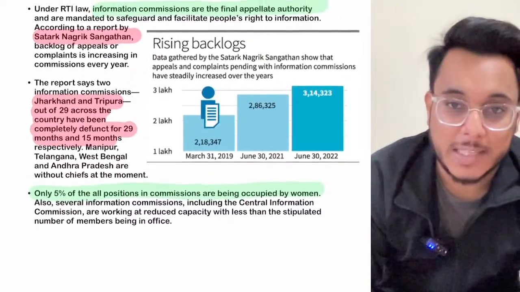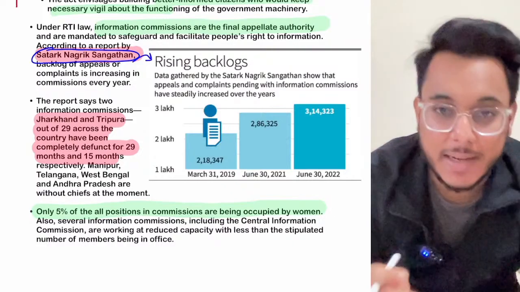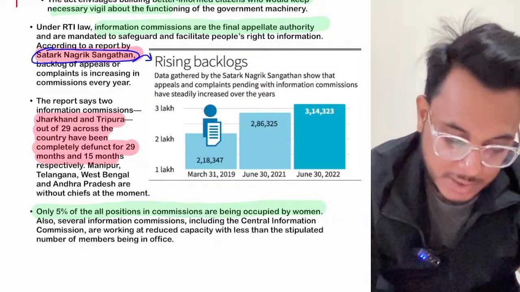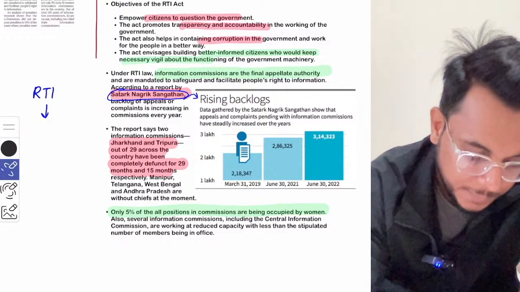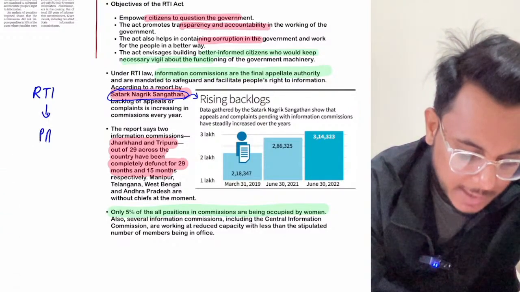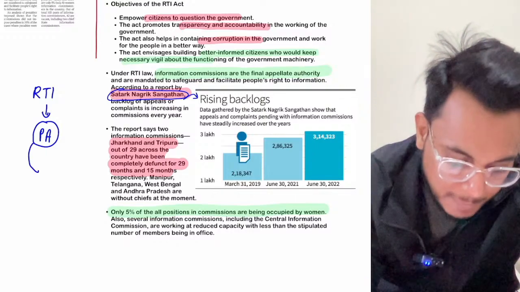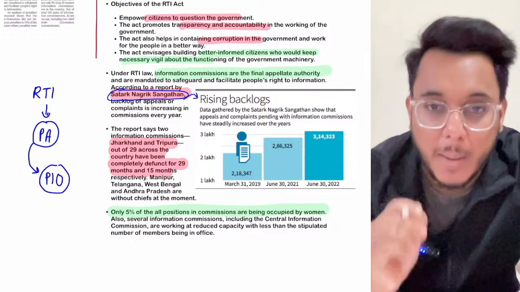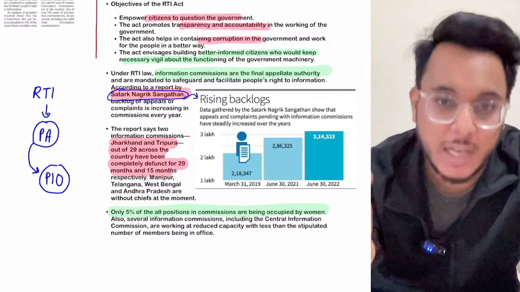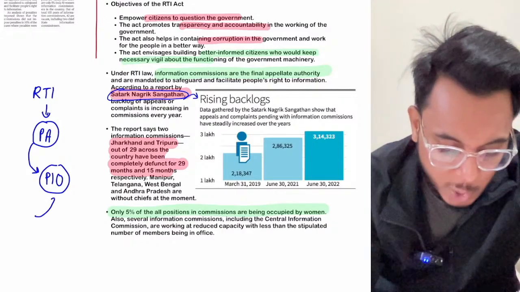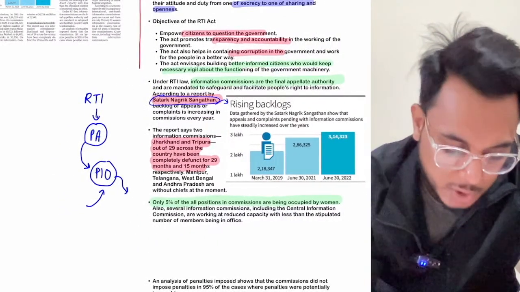Now, what is the present case? Basically, the Satark Nagarik Sangathan has provided data on the pendency in the information commissions. Under the RTI Act, information can be asked from a public authority. You cannot ask for information from a private player. Every public authority has to constitute a PIO, that is, a Public Information Officer. For example, if you want to make an RTI request to your government university, you will make it to the Public Information Officer. Now suppose you did not get your information, or you are not satisfied with it, then you can approach the Information Commission.